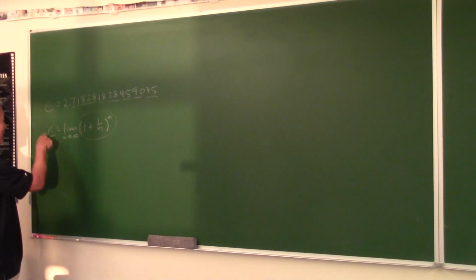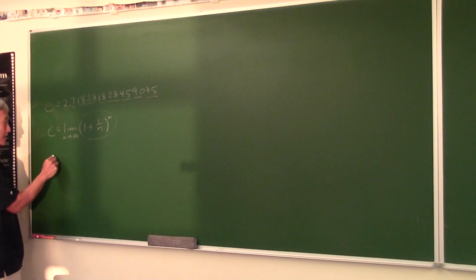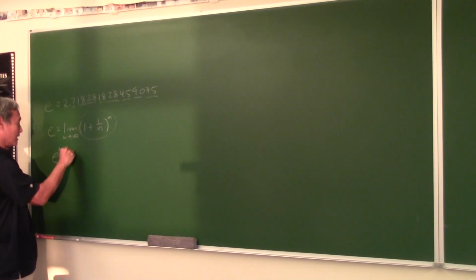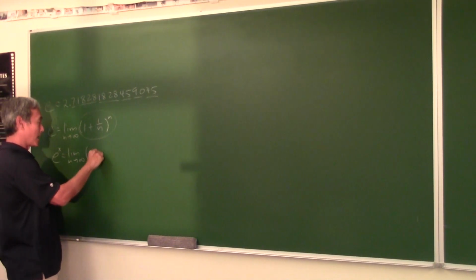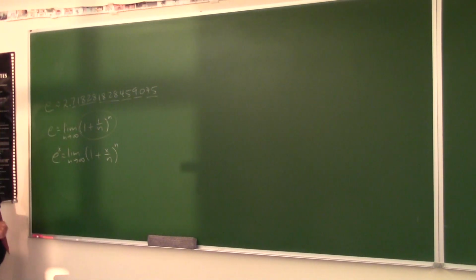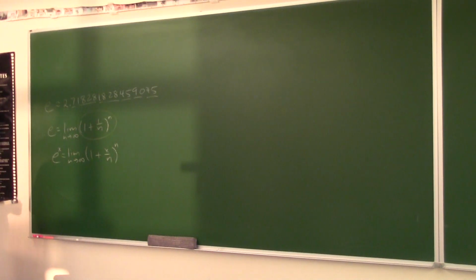And actually, this is a special case of a more general formula, which is this. E to the x is equal to the limit as n approaches infinity of 1 plus x over n to the nth power. And this is also going to come up on the homework and the quiz and the test.